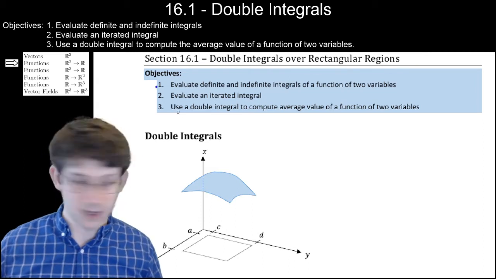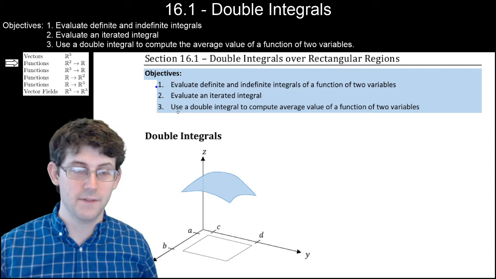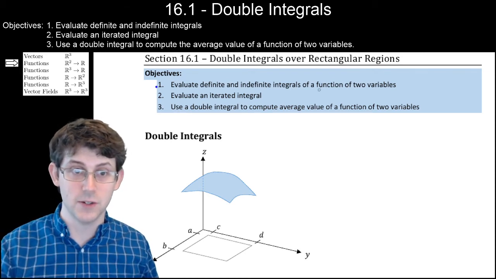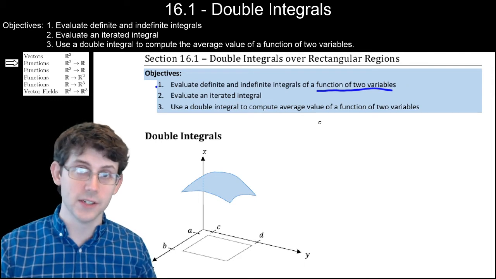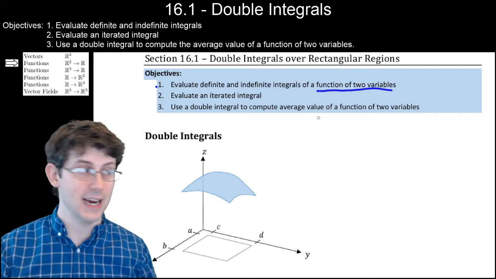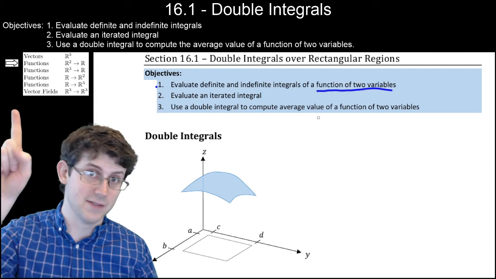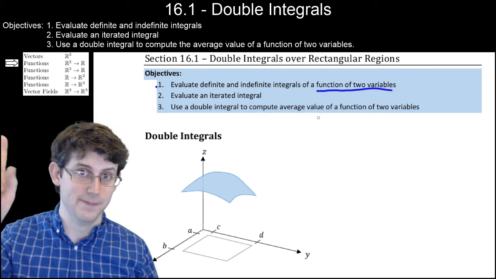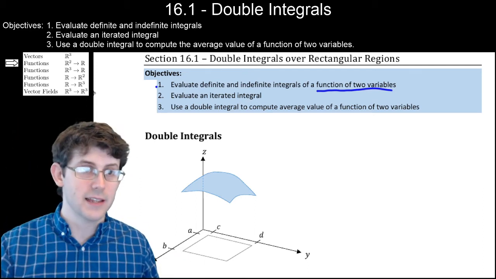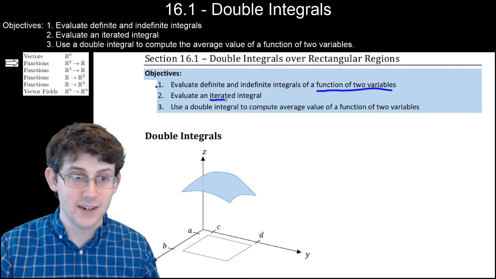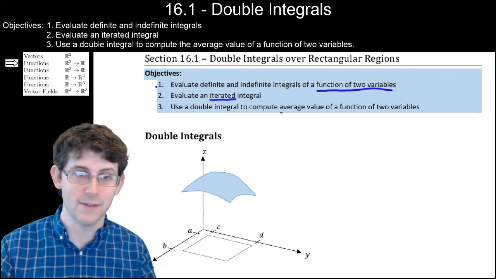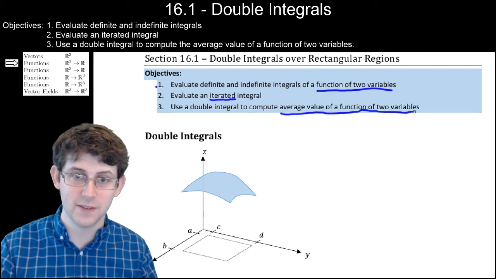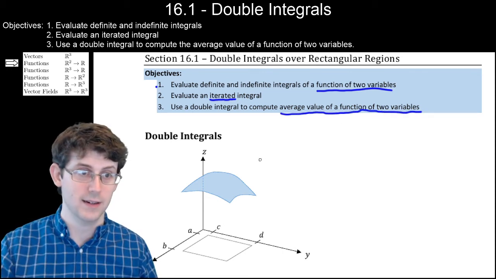The goals here are first to figure out how to actually integrate functions of two variables. Calc 1 and Calc 2 integrals were all integrals where there was only one variable. And now our functions have inputs of x and y. How do we integrate those? Then there's going to be a certain kind of integral called an iterated integral, which we will then use to find the average value of a function, even when the function has two inputs.